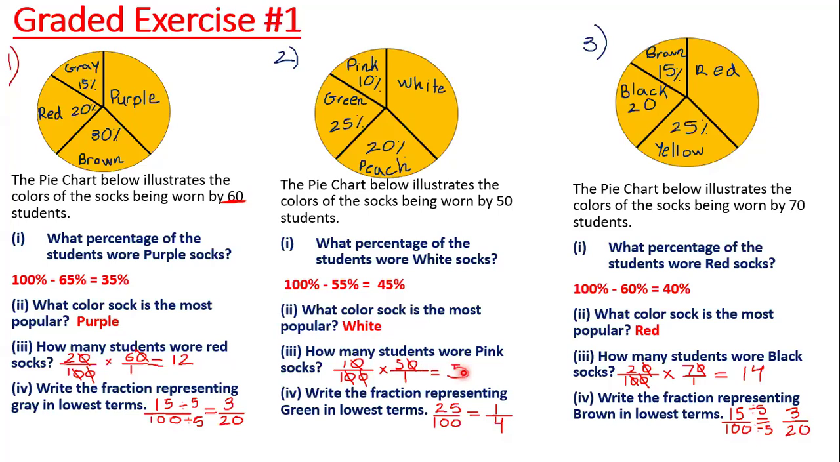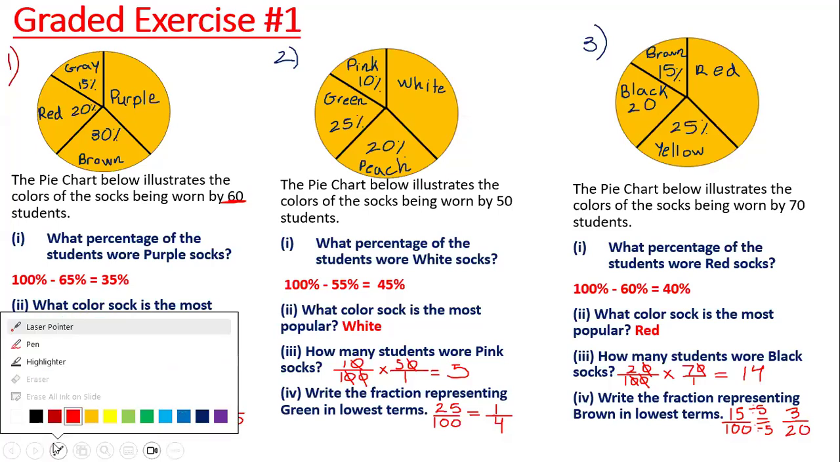The last one says write the fraction representing green in lowest terms. So green is 25%. So you put 25 over 100 and just divide top and bottom by 25 and you get 1 over 4. Yeah, I agree. Anyone got this? 45, white, 5, and 1 over 4. I did. Okay, if you got it right, put a tick. If you got it wrong, put an X.